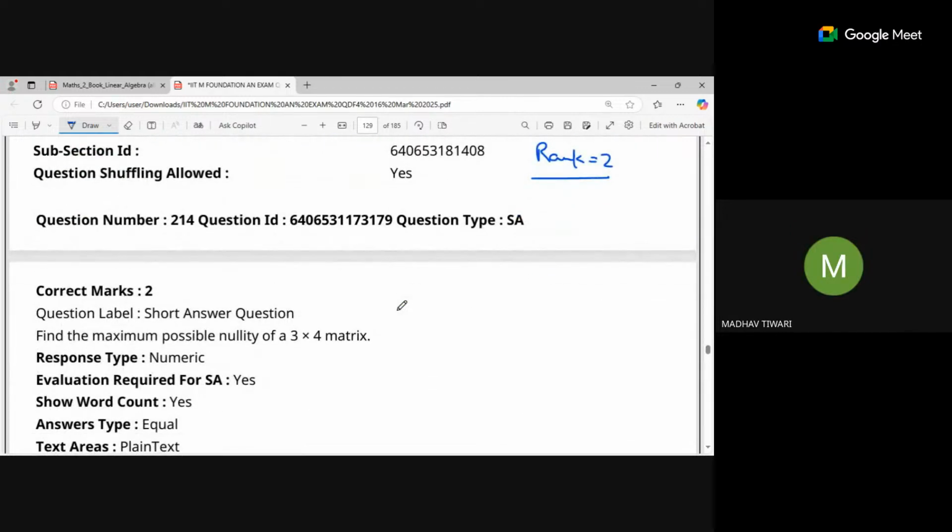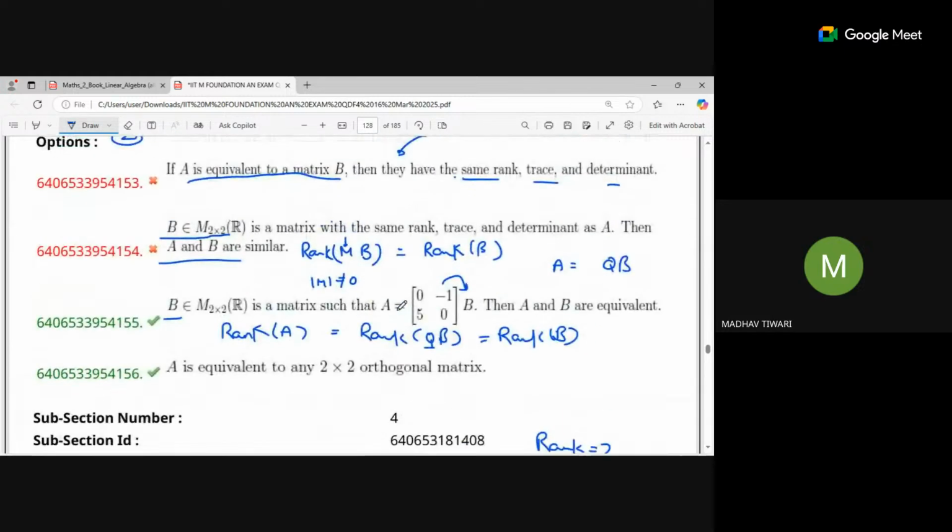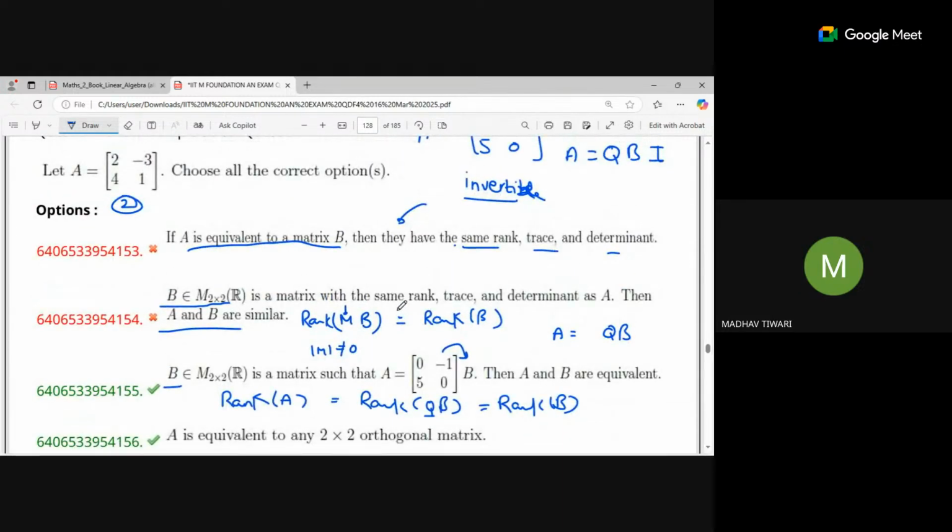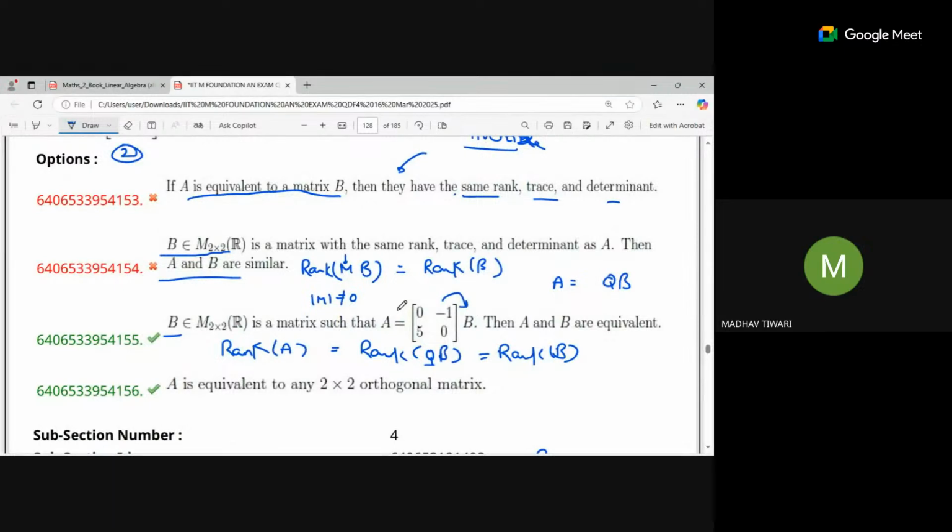So let's move on. Anyone else having any other query related to this question? No, sir.